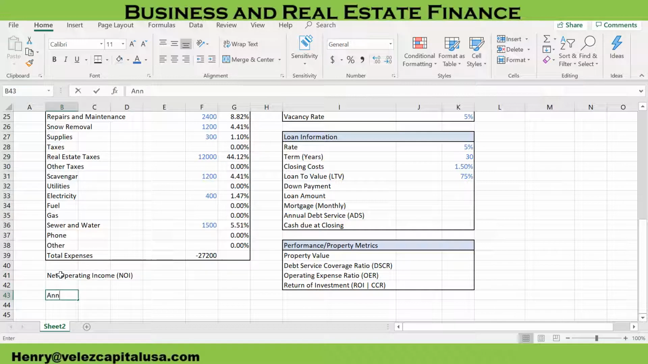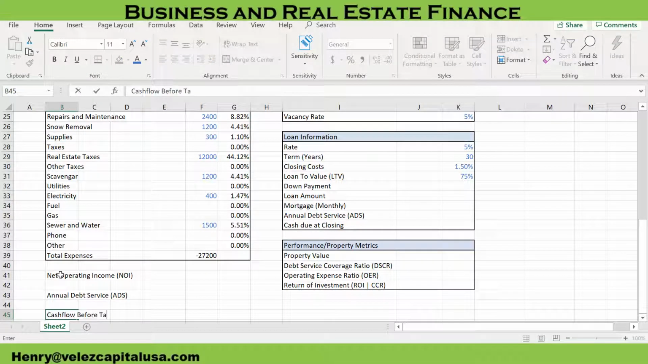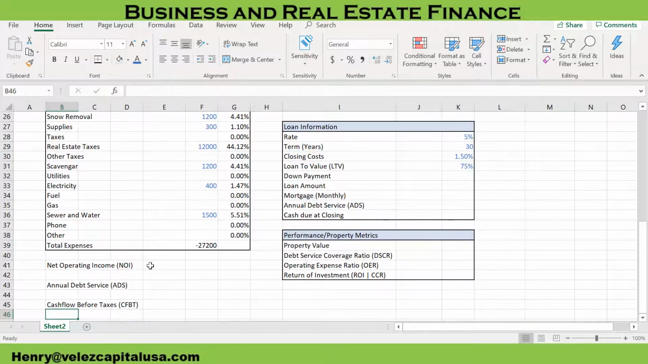Let's put a few others here. Annual debt service, ADS, and cash flow before taxes. Okay, so the net operating income is agnostic or separate from the actual mortgage, because someone may come and pay cash, and so their cash flow will be different. Someone may have a different type of mortgage, so their cash flow might be different.